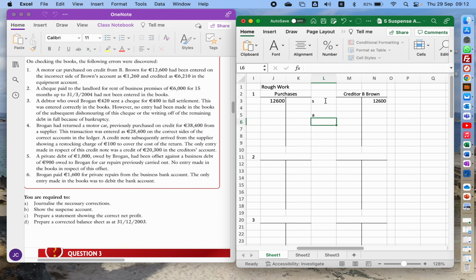Then the actual: it was put on the wrong side of Brown's account and credit in the equipment account. So that's completely the wrong side, wrong account, so I have to take that out. It was put on the wrong side of his account as 1260. Instead of putting it in purchases, I put it in equipment. So I'm just going to put that here as a note. So the equipment account, and it was put in as, what number? So 6210 in the equipment account. So we're presuming it was put on the correct side, 6210, in the equipment account.